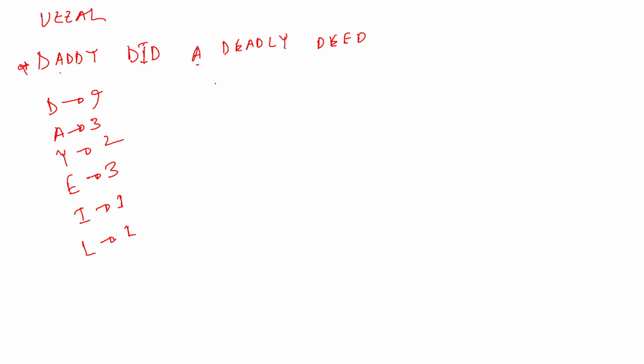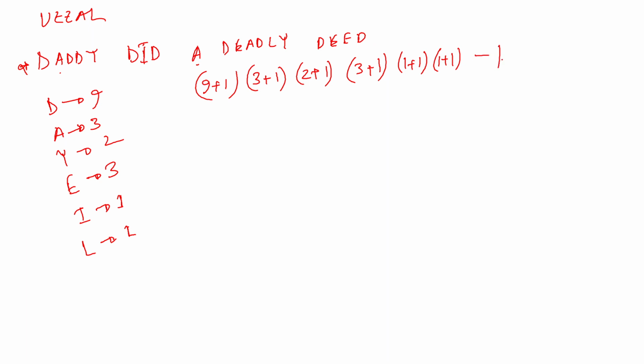So what you have to do, pretty easy. As I said, you could choose 9 D's, or not 9 D's, that is 9 plus 1. You could choose 3 A's or not 3 A's, that is 3 plus 1. You could choose 2 Y's or not 2 Y's, that is 2 plus 1. You could choose 3 E's or not 3 E's, 1 I or not 1 I. And in the last scenario, what you will do is consider that none of the letters you have picked up, so that will be -1. That will be your answer, and the total answer would be 1919. It's a very nice answer as well, right?